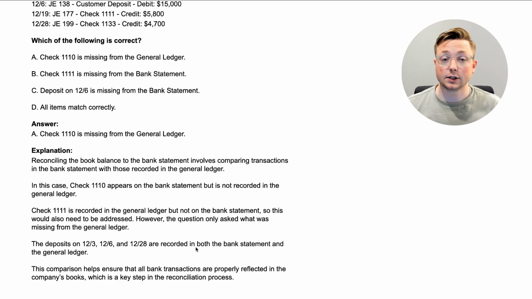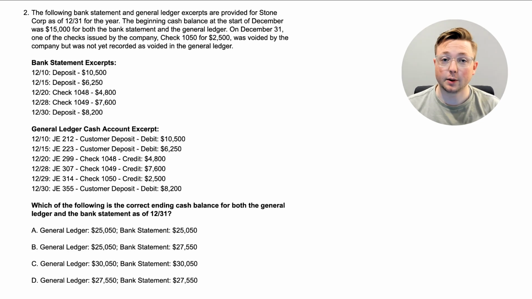Now let's go to the next questions to learn other things that you might have to adjust or pay attention to. All right, here we are at question 2. As always, we like to start with the last part of the question. Which of the following is the correct ending cash balance for both the general ledger and the bank statement as of 12/31? Okay, so now we know that we're going to need to figure out the ending cash balances for both the bank statement and the general ledger. So that's something that we need to know.